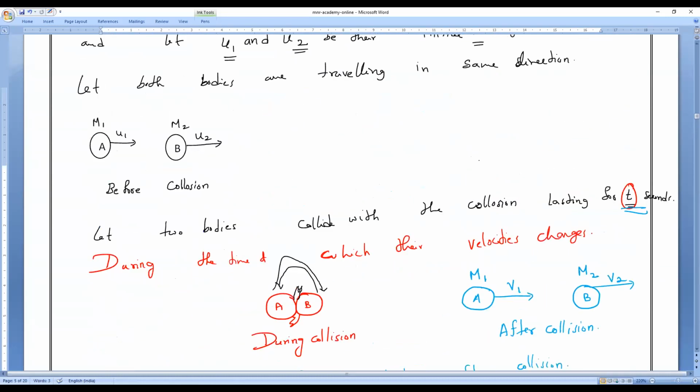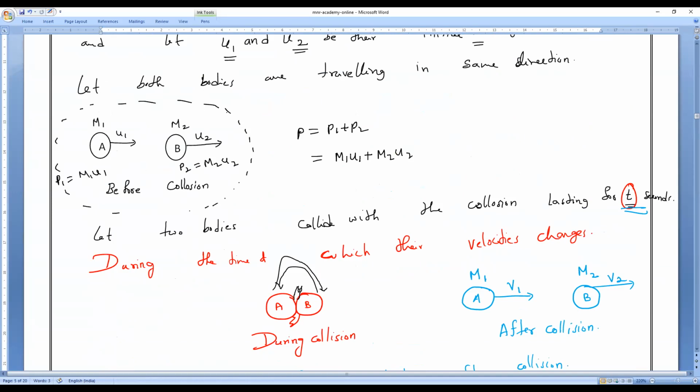So before collision, what is the momentum? Write it, everybody. This body's momentum is M1 U1. Let me take that as P1. This body's momentum is P2, which is equal to M2 U2. So what is the total momentum? P is equal to P1 plus P2, which is equal to M1 U1 plus M2 U2. This is considered a total system. If you consider it as a single system, the total momentum is this before collision. Will you all agree with me?